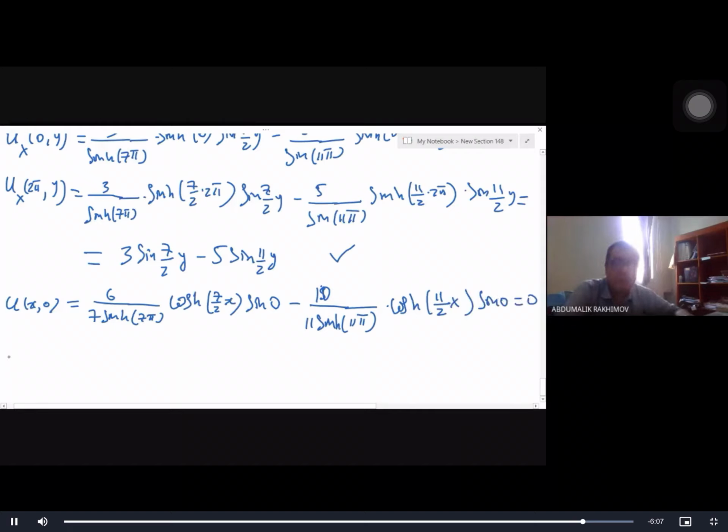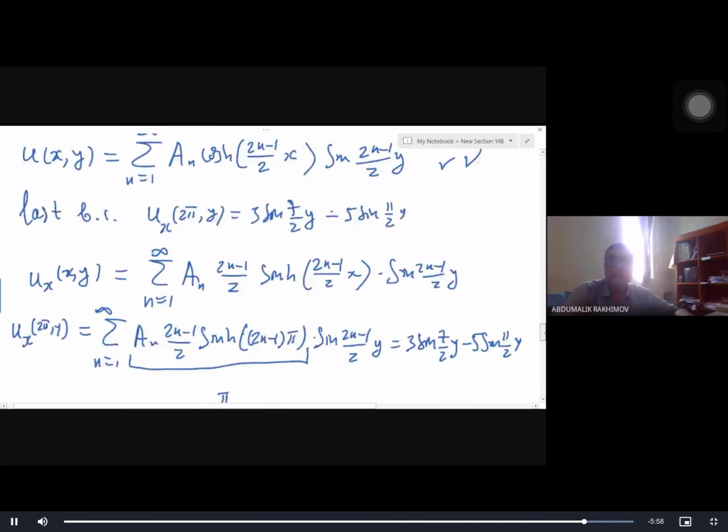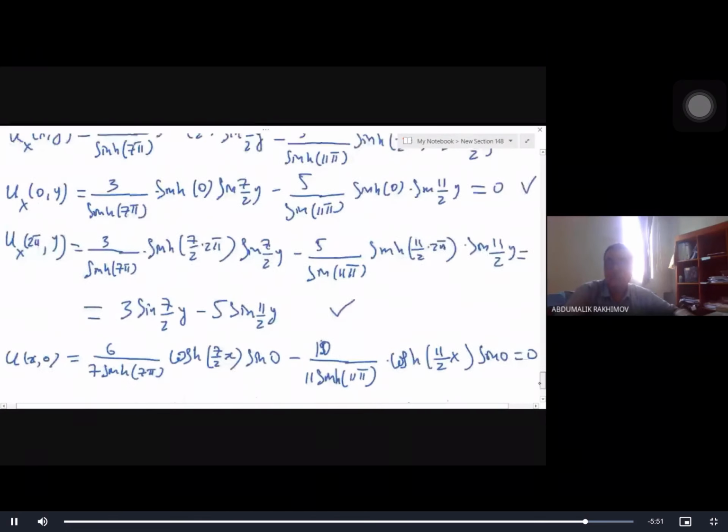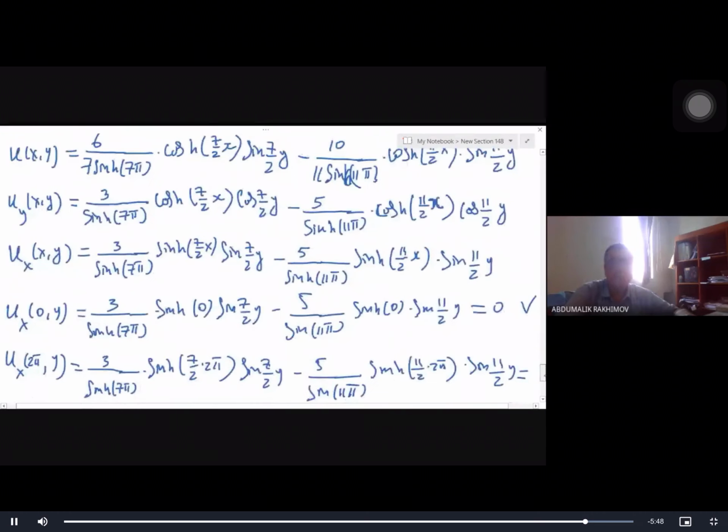The last is you needed to check u_y(x,pi). This must be 0 according to the condition. Let's see. u_y(x,pi) must be 0, right? Where's the u_y? We have it here. This one is u_y. You have 3, you have cosine, you have cosine. Let me write this. I will substitute y is equal pi, and I will copy this.